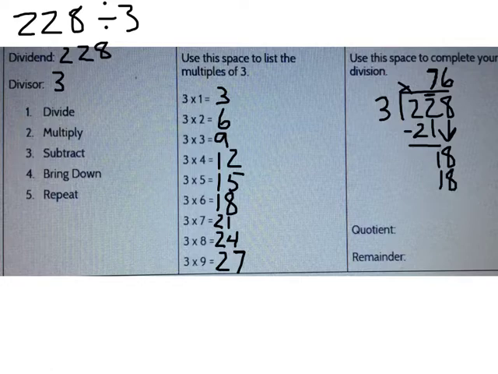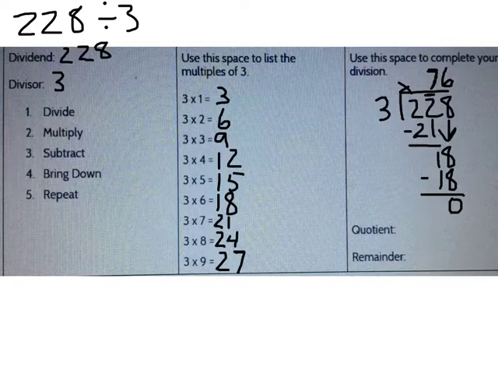What should I do next? I need to subtract to see how many I have left over. What's 18 minus 18? It's 0. I'm finished dividing in the ones place, so I have no more work to do on this division problem.